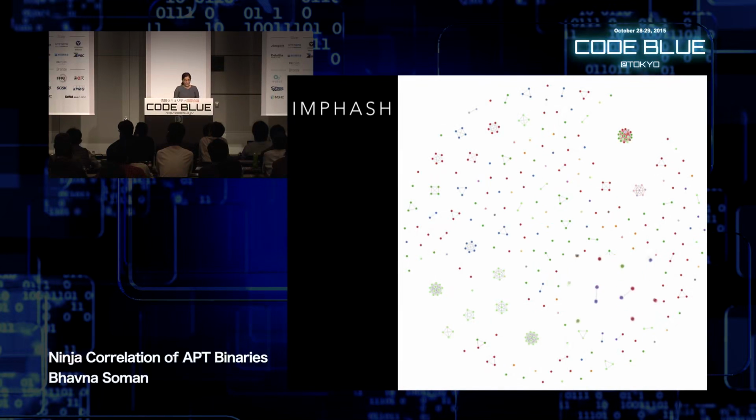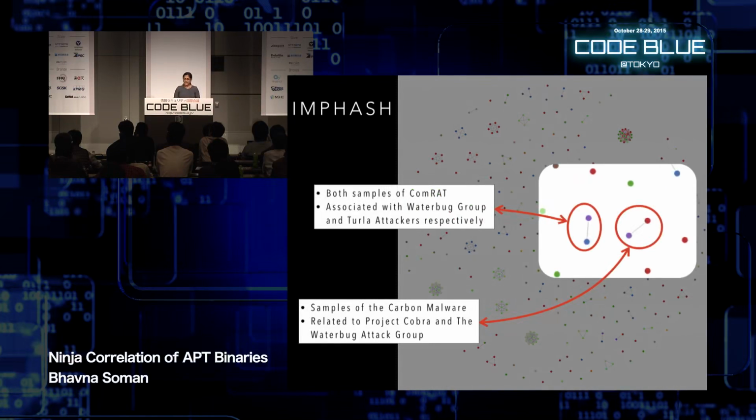Here we have two cases where import hashes matched binaries across campaigns. The samples on the left are both Comrat. One of them was used by the Waterbug group, and the other one is from the Turla campaign. On the right, we have samples of the Carbon malware, which is an intermediate dropper. One of the samples was used in Project Cobra, and the other one is from the Waterbug analysis.